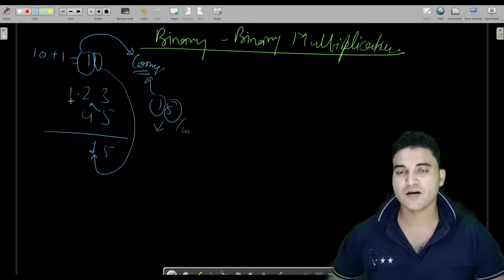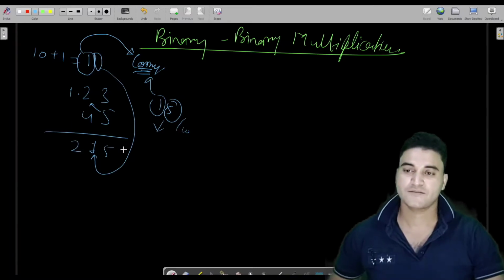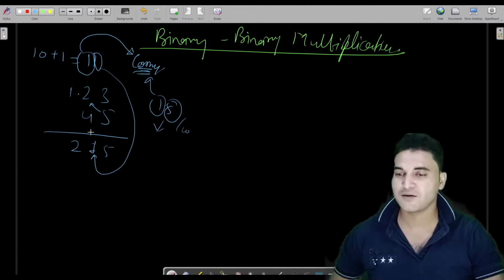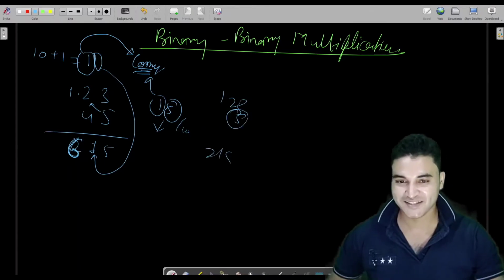So 5 into 5 is 25, and 25 plus carry 1 is 26. That would be written, and we would get something like 215. Is it really 215? I don't think so. 5 into 1 is 5, plus 1, we should get 6 actually. That's why I was confused: we are multiplying 12 into 5 and getting just 215. That is not the case.